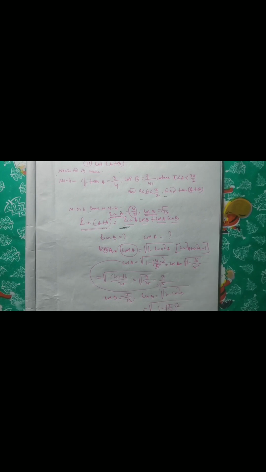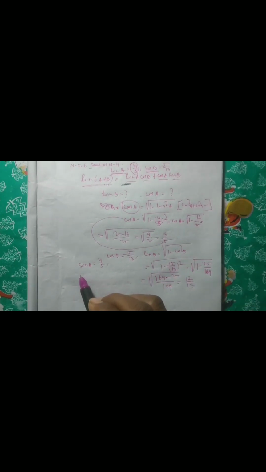whole square. Okay. So that root over 1 minus 25 by 169, is equal to 169 minus 25 by 169 whole root over, that is equal to 12 by 13.